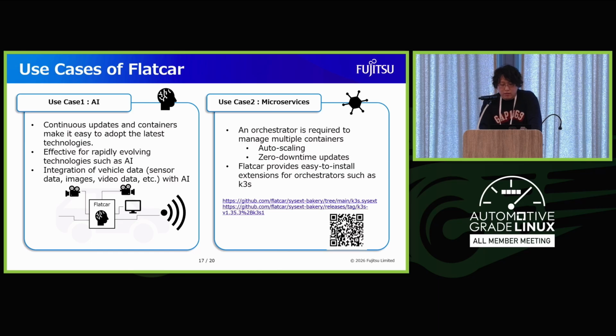The second use case is microservices. When multiple containers and services are used, an orchestrator is an important component. With an orchestrator, we can manage deployment, zero downtime updates, and resource usage for container applications. Flatcar provides extensions for orchestrators such as K3s, and this makes it easier to install K3s on Flatcar.